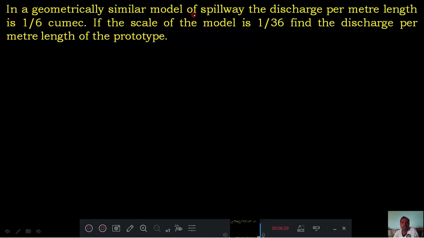In a geometrically similar model of the spillway, the discharge per meter length is 1 by 6 cubic. If the scale of the model is 1 in 36, find the discharge per meter length of the prototype. First we'll concentrate on this one. The scale of the model is 1 in 36, they said. I will consider it as a length ratio, that is the length ratio equal to LP divided by LM. The prototype will always be more than the model, therefore it is 36 divided by 1, which is 36. Okay, LR we got.